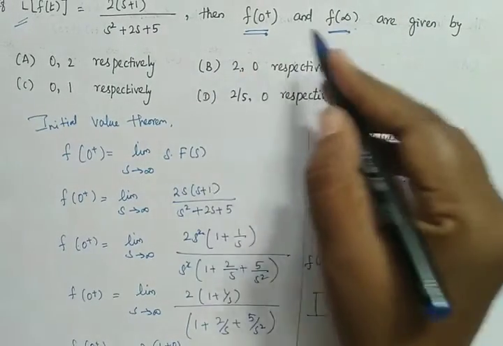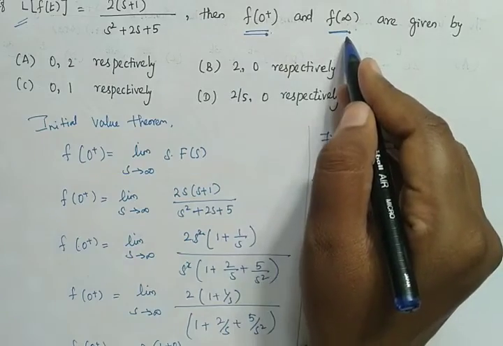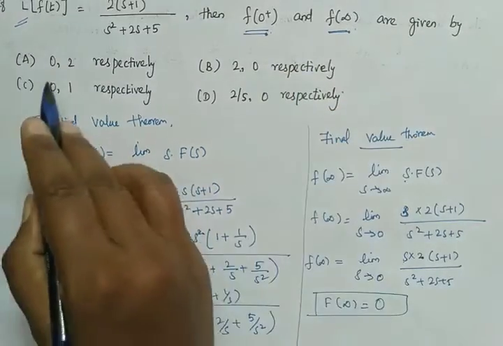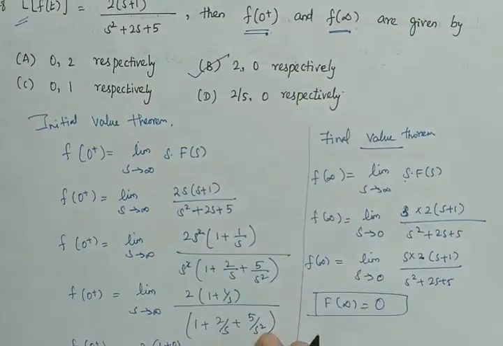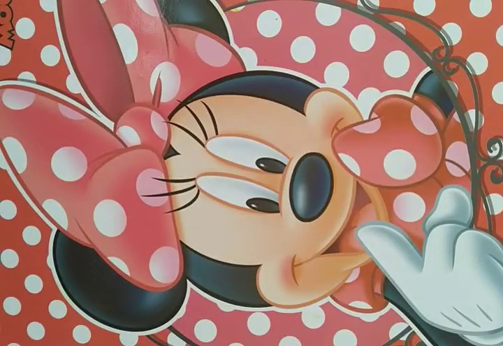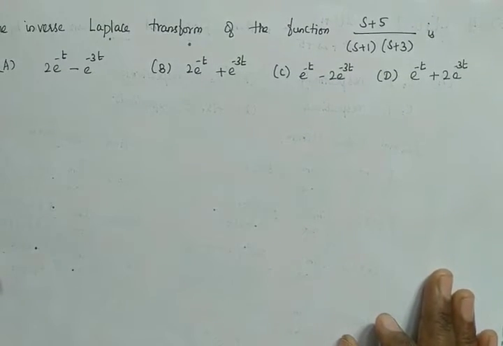This is the initial value, because first they have given the initial value and then they have given the final value. So the answer for this is 2, 0. Now let us move on to the next problem.